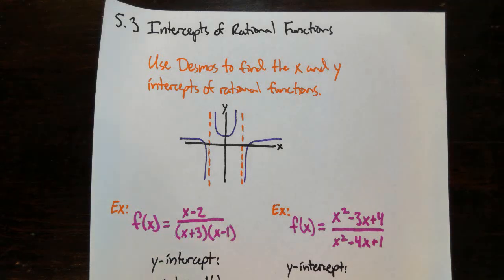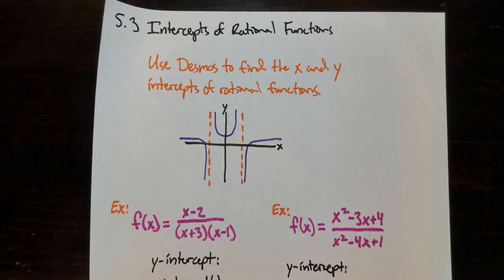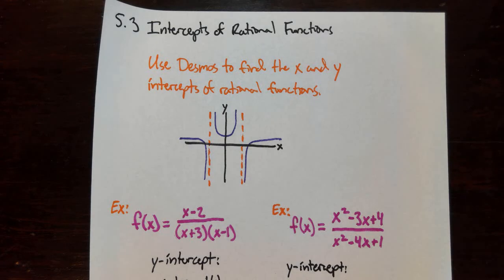Hello class, today we're on 5.3, intercepts of rational functions. When I say intercepts, I really just mean x and y intercepts, right? Where it crosses the x-axis, where it crosses the y-axis. And we're going to be using Desmos to find the x and y intercepts of rational functions.